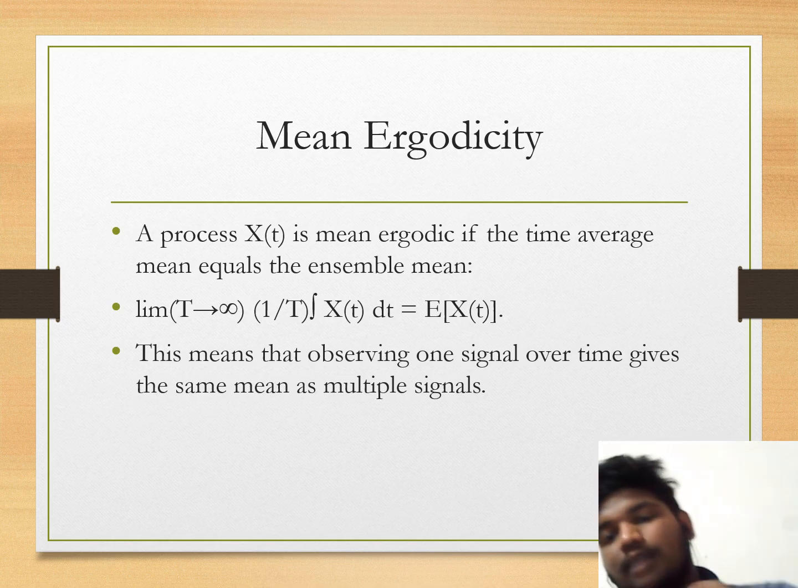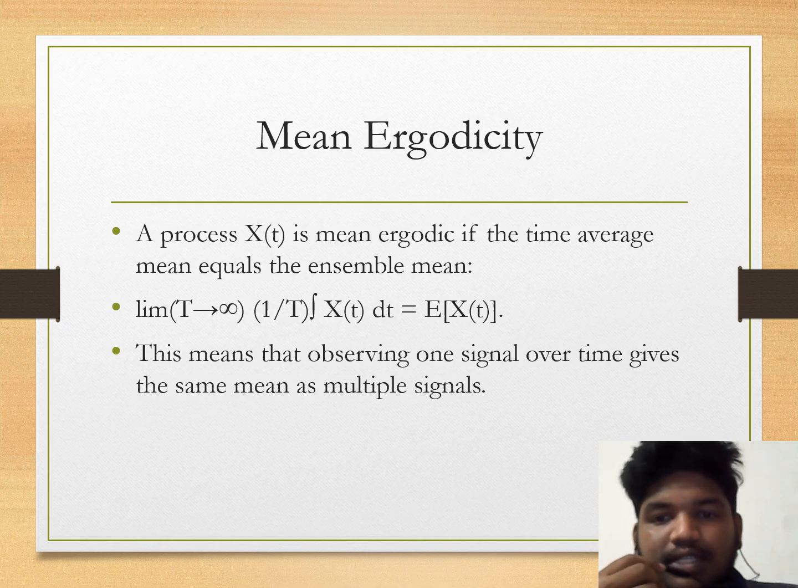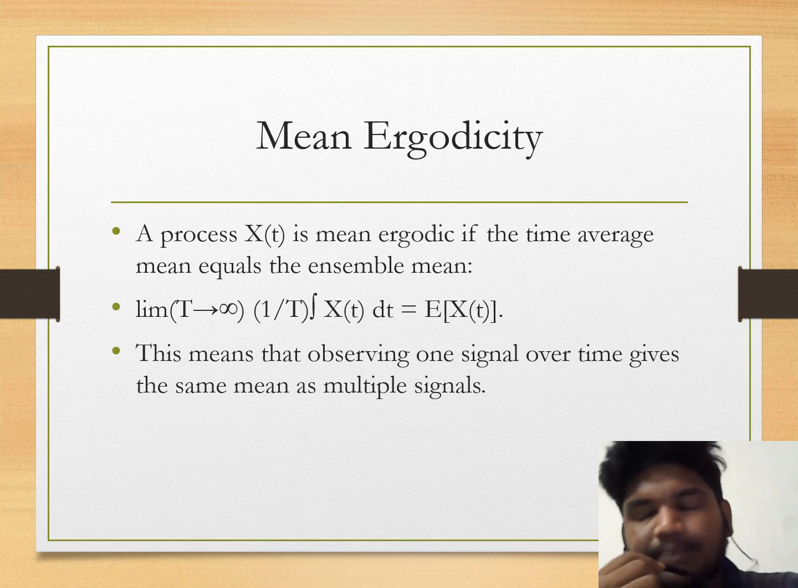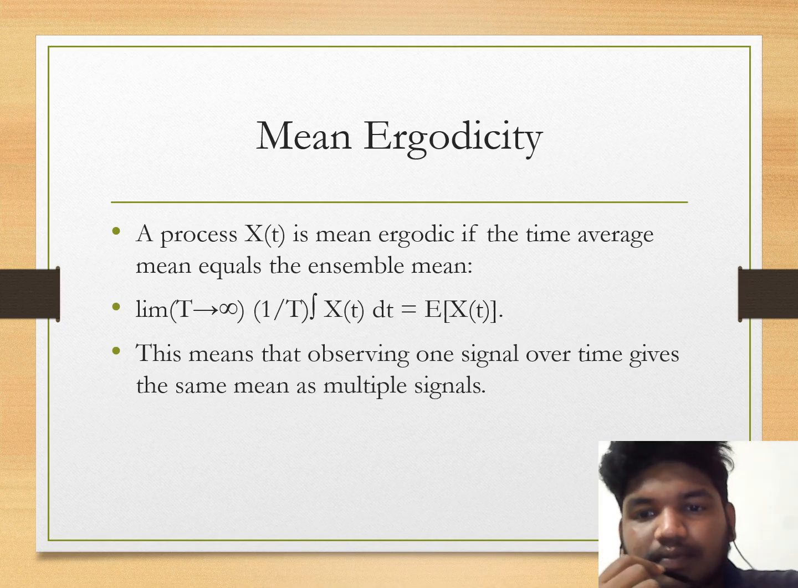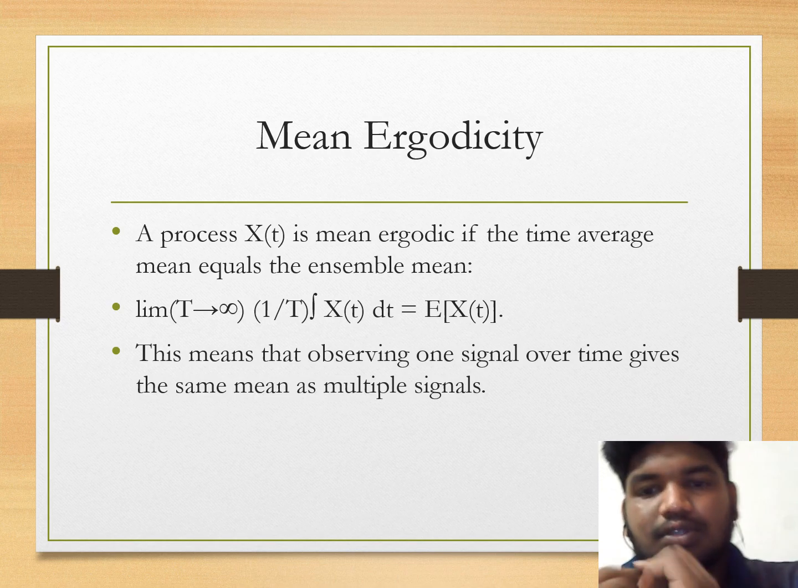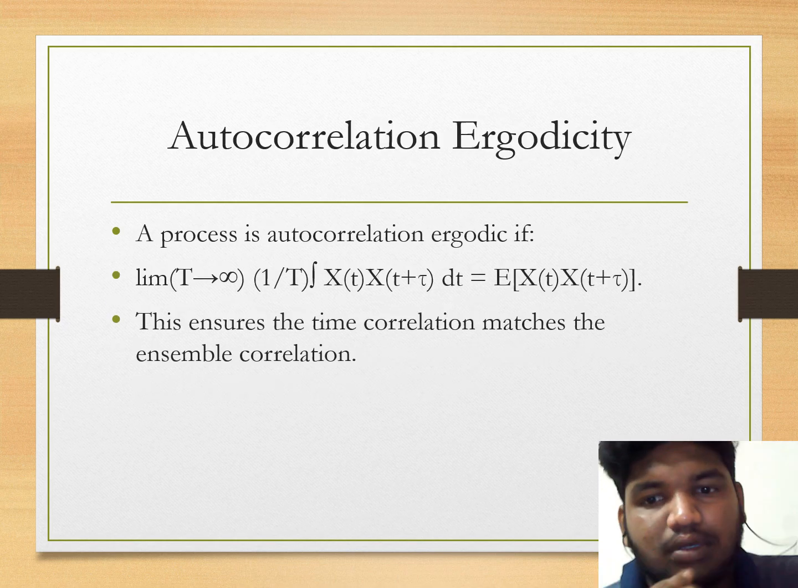Before that I said that in one room there are 5 fans. Mean ergodicity means we are having 5 fans in one room, and at t equal to 1 second we are checking the averages of all the fans, then it is called mean ergodicity.